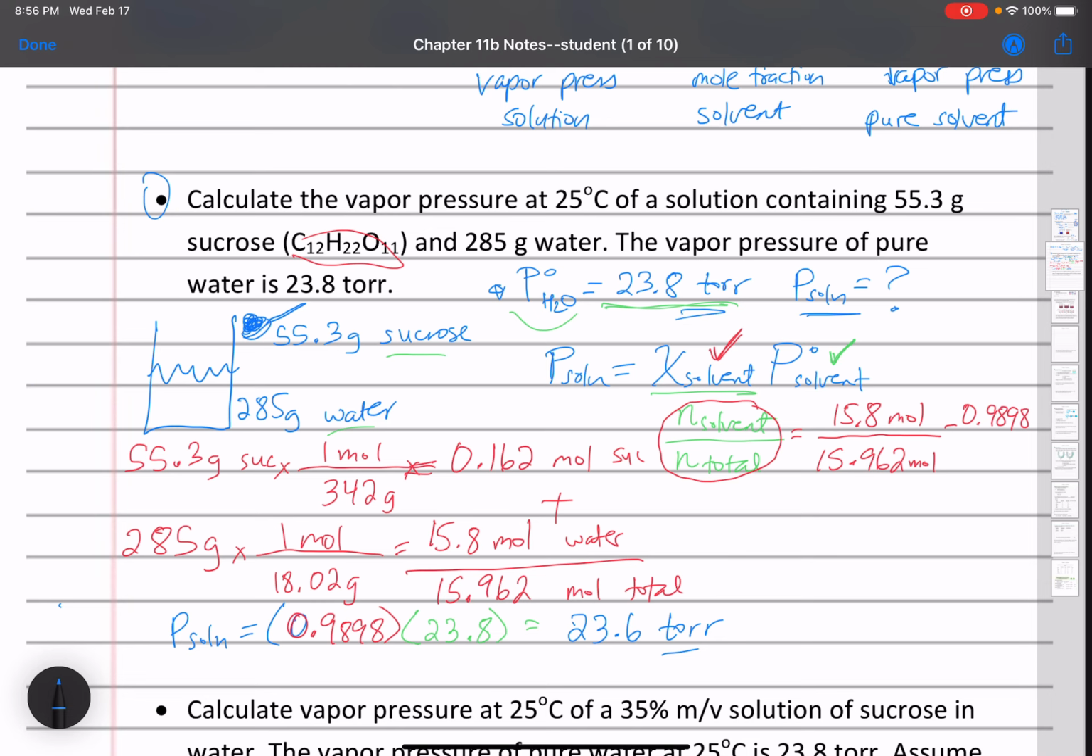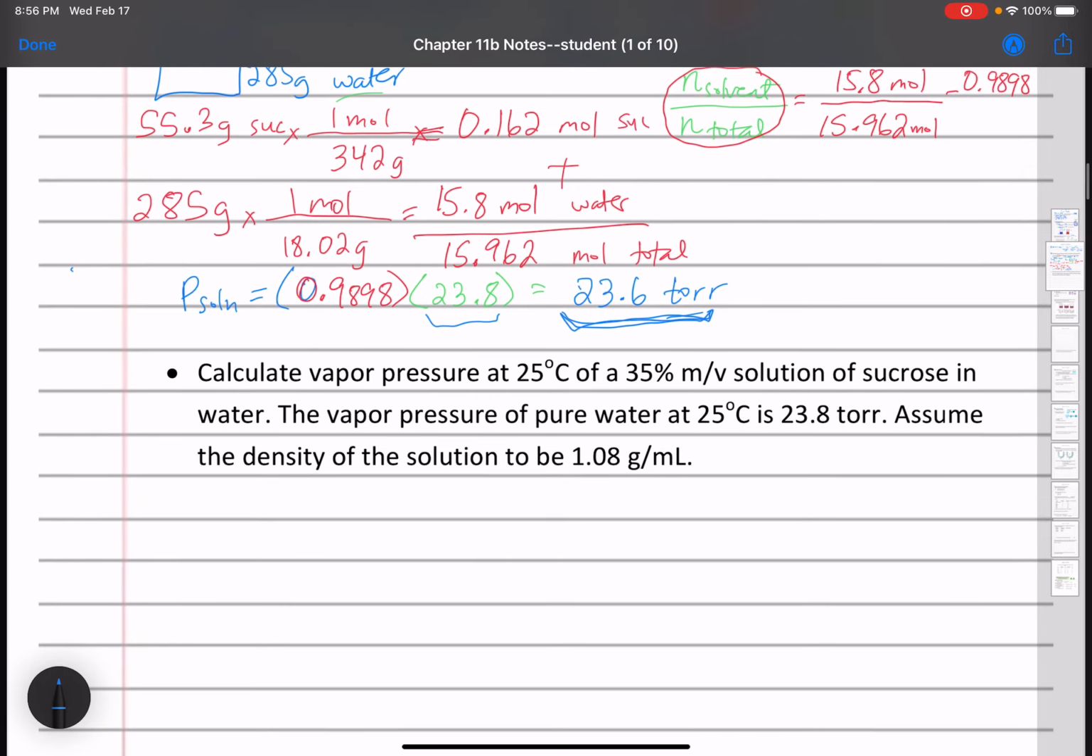So you can see that the pure solvent, water, has a pressure of 23.8. And now with the sugar dissolved in it, the sucrose dissolved in it, it has gone down a little bit. Vapor pressure lowering. It didn't go down significantly, but it did go down for sure. All right, let's try another one.